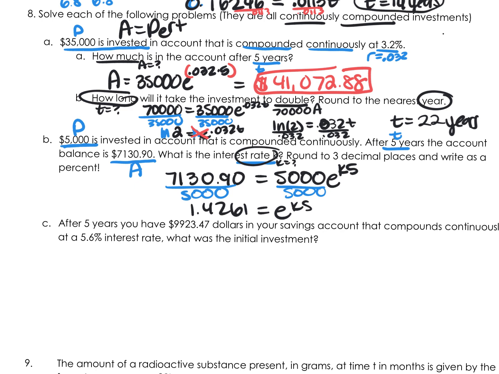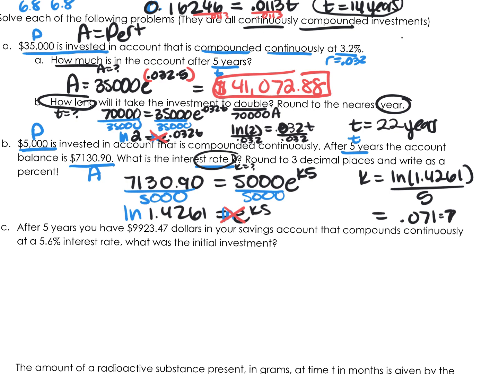We'll ln both sides. That'll get rid of the e. And then we'll divide by 5. So we'll have k is equal to ln of 1.4261 divided by 5. And so k will be 0.071. And it also says round to 3 decimal places and write as a percent. So as a percent, this will be 7.1%. We move the decimal over 2 spots.